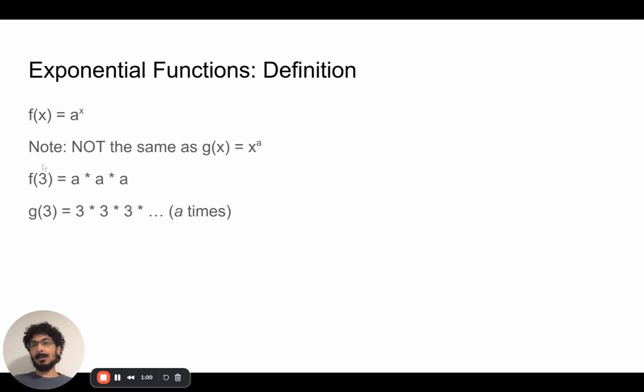For example, in the way we've defined them, f of 3 would equal a times a times a, a multiplied by itself 3 times because x is 3. Whereas g of 3 would be 3 times 3 times 3, 3 multiplied by itself a times, because x is 3 and that's getting multiplied to itself a times.